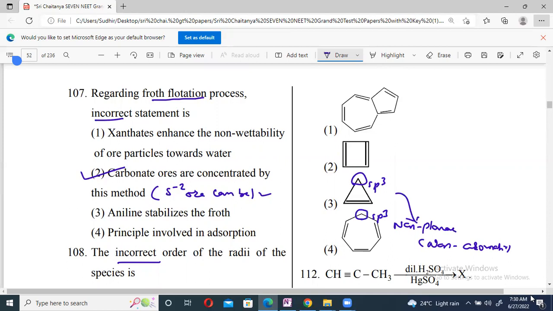Here it is having 2 pi bonds. 2 pi bonds means we are having 4 pi electrons. 4 pi electrons is anti-aromatic. And this is the only compound which is aromatic, first option.